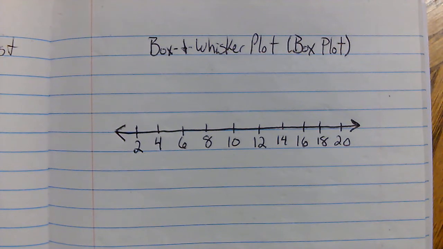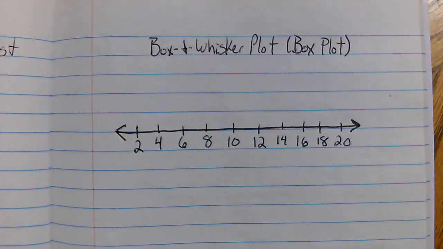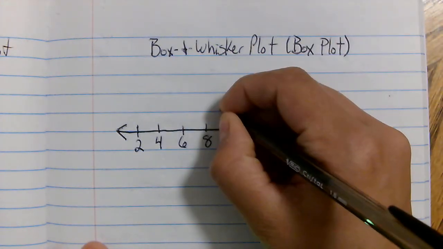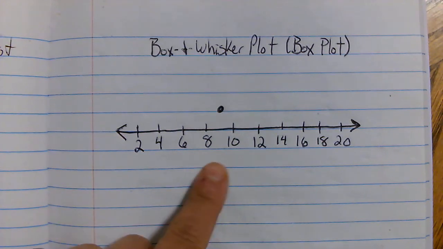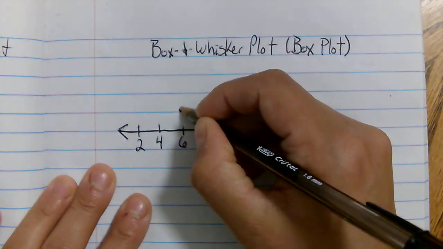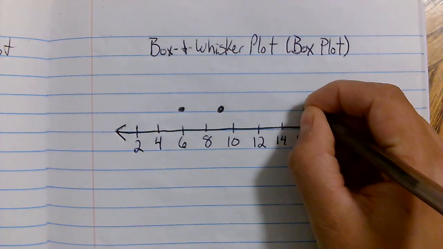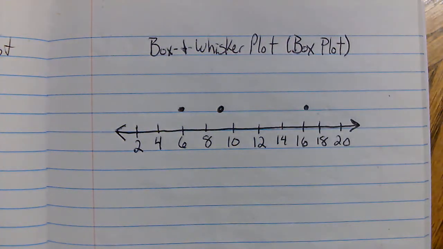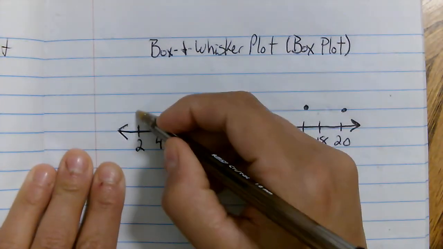So, I'm going to mark 5 different points on this number line. I'm going to do it above the number line because it'll be easier to draw my box and my whiskers then. So I'm going to put a dot right above 9. 9 isn't shown on here, but that's okay. I know that it would be right in between 8 and 10. I'm going to put one above 6, one above 16, one above 20, and then one at 2.